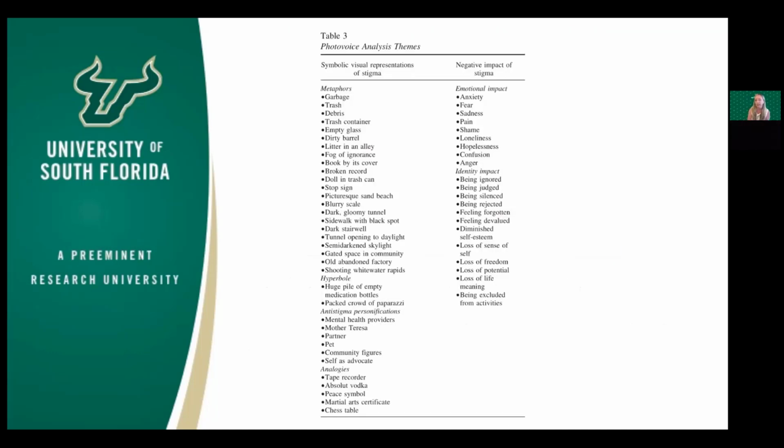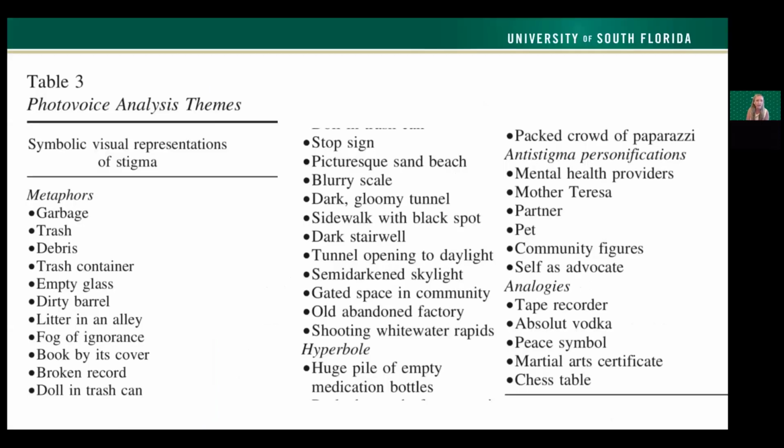They include a table in their article that looks at both, so this is their qualitative analysis of the narratives and the imagery that the participants took, or provided pictures of, I should say. And they split this out into symbolic visual representations of stigma and then the negative impact of stigma. So I'm blowing this up for you a little bit.